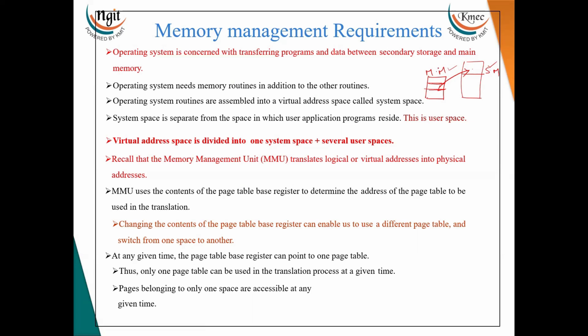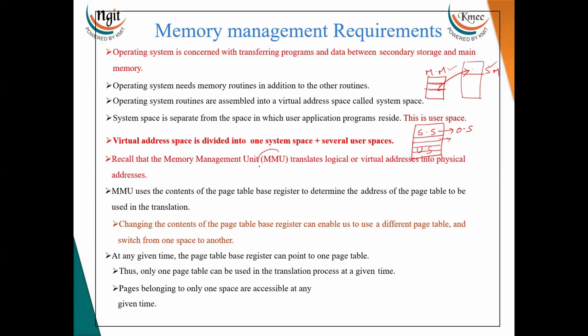Now, if we take the complete virtual address space, it is divided into parts. This part is called the system space, in which operating system routines are loaded. The remaining space is called the user space, in which application programs are stored. If there is a single application program, the complete space is one user space. If there are multiple users, then this space will be divided among the multiple users, and each user will use its own space.